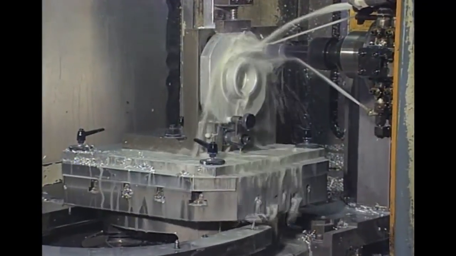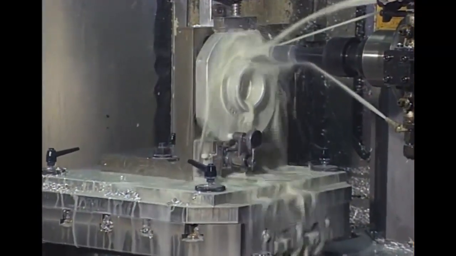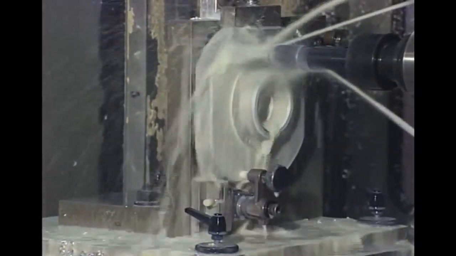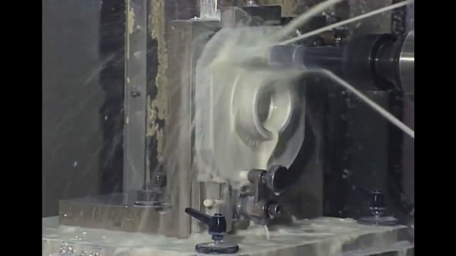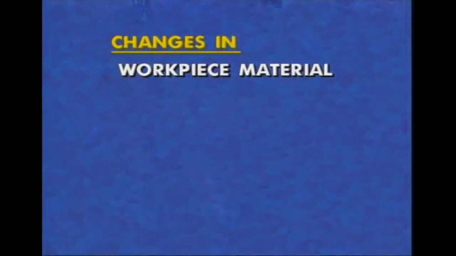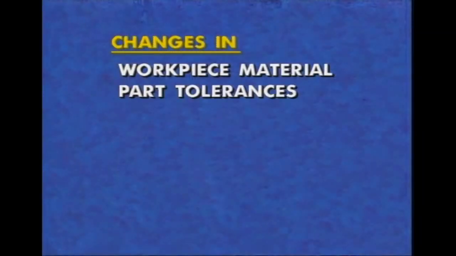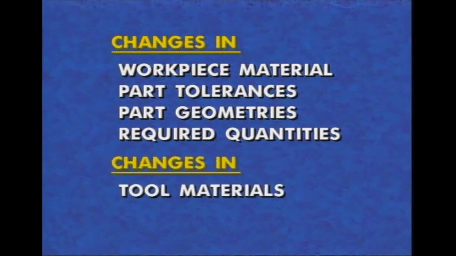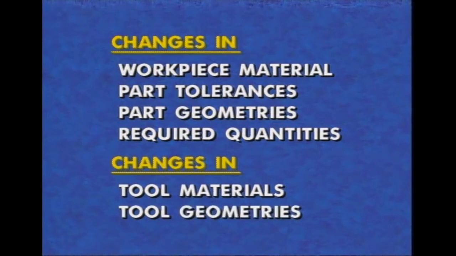Also important is the part's work-holding setup, which properly orientates and holds the workpiece, and the power and speed capacity of the machine tool. Changes in the workpiece material, part tolerances, geometries, and quantities required often demand corresponding changes in the tool materials and/or tool geometries selected.